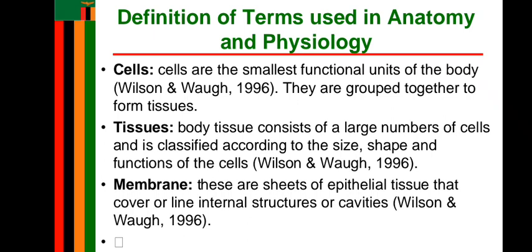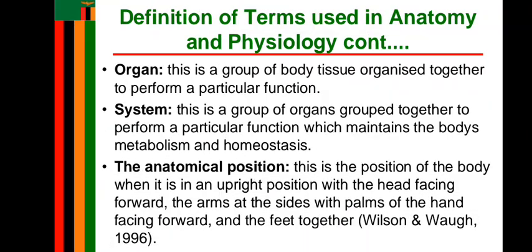Then what are membranes? Membranes are sheets of epithelial tissue that cover or line an internal structure or a cavity. This is what these authors came up with: a membrane is just a sheet of epithelial tissue. Then the other component is an organ. An organ is a group of body tissues organized together to perform a particular function. Then a system is a group of organs grouped together to perform a particular function which maintains the body metabolism and homeostasis.